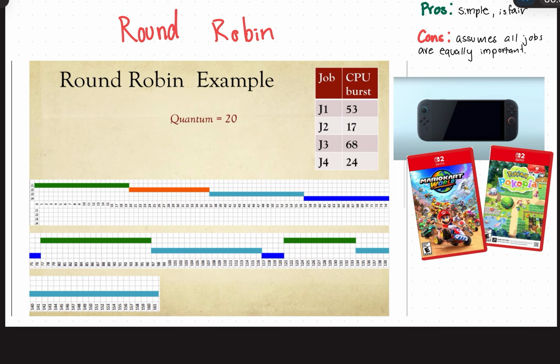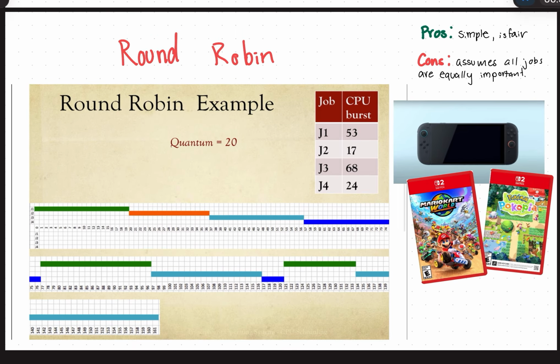And finally, we will finish off with round robin. Round robin is commonly used for interactive systems. Instead of letting one job run to completion, each job will get a small fixed amount of time.